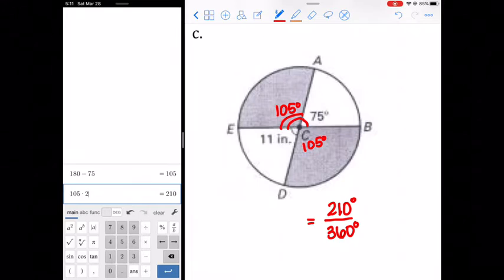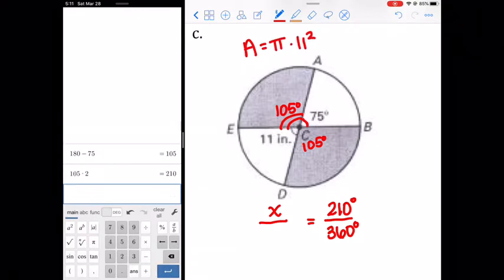So I'm wanting to find the area that is shaded, and that includes both of these. So I'm going to call that X. And then I need to find the area of this whole circle. So the area of this circle is going to be pi times 11 squared. So if I do 11 squared, I get 121. So this is 121 pi for the whole area.